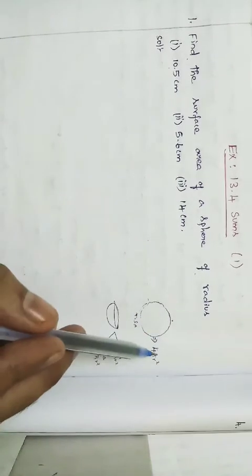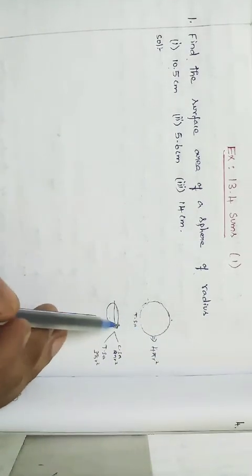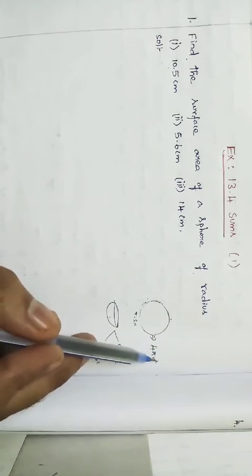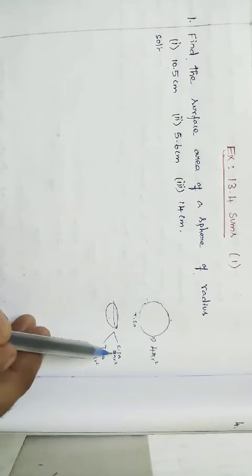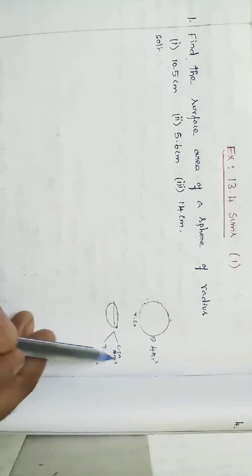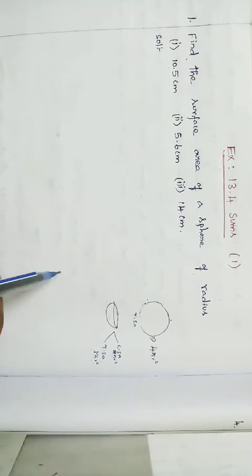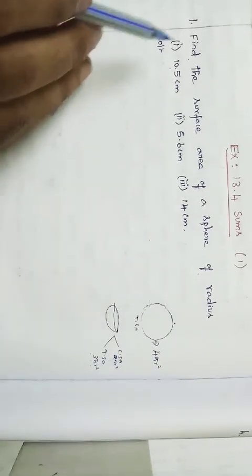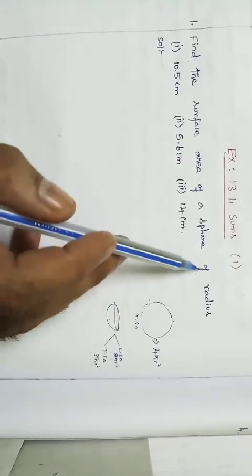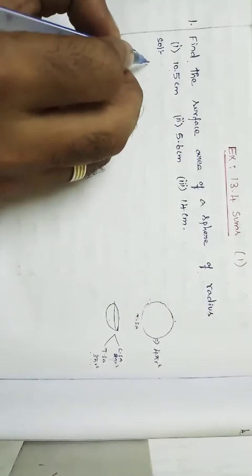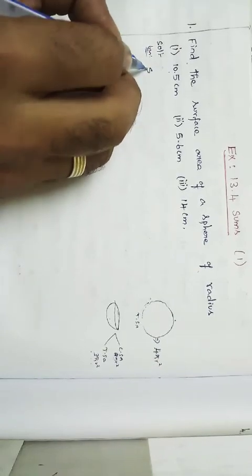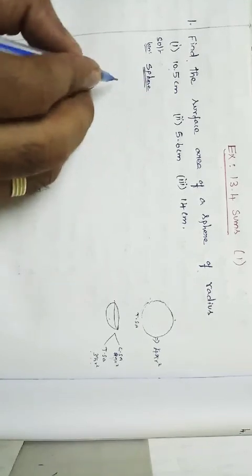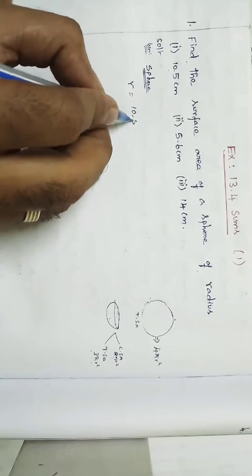For finding the surface area, whether sphere or hemisphere, what is needed? Radius alone. If you know the radius, then directly we can find the surface area of a sphere or a hemisphere. Here we want to find the surface area of a sphere of radius 10.5 centimeters. The shape is a sphere, and the radius is r equal to 10.5 centimeter.